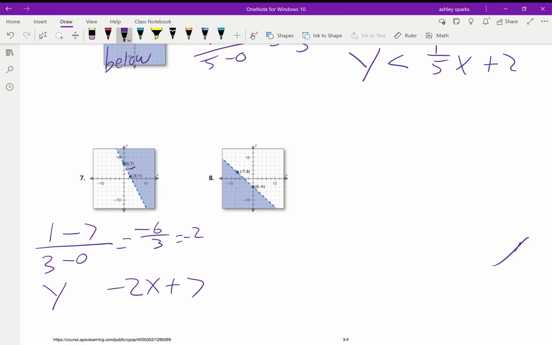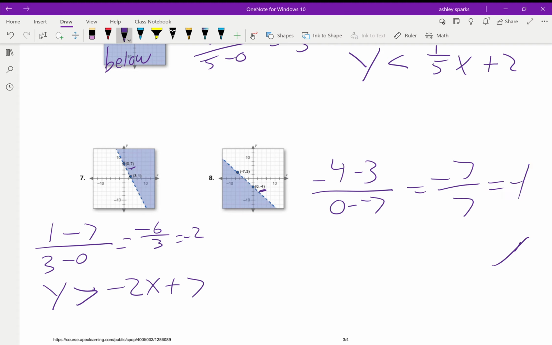We go to my line. Am I shaded above or below the line? Well, that shading is above, so y is going to get my big side now. It's still dotted, so I don't put an equal to sign underneath it. Once again, we already got our intercept. Negative 4 minus 3 over 0 minus negative 7, which would give me negative 7 over 7, or a slope of negative 1. Y, negative 1x.